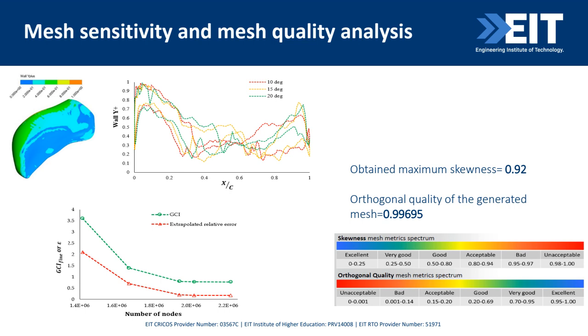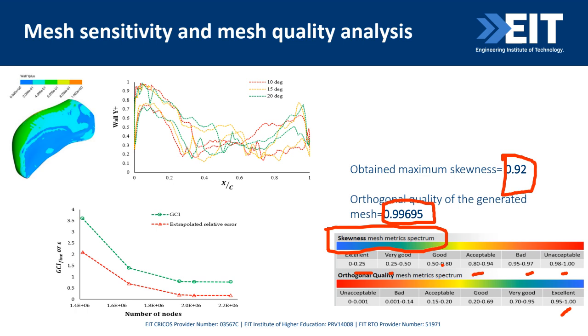And when you generate the mesh, how can you know that your mesh is good? There are two characteristics by which you can check your mesh. The first one is skewness. You have to check your skewness. For skewness, there are different value ranges: unacceptable, bad, acceptable, good, very good, and excellent. For my case, I found 0.92, which was in the acceptable range. So that's all right. And the orthogonal quality of the generated mesh is good when it is close to 1. I found it close to 1. So my generated mesh was good.